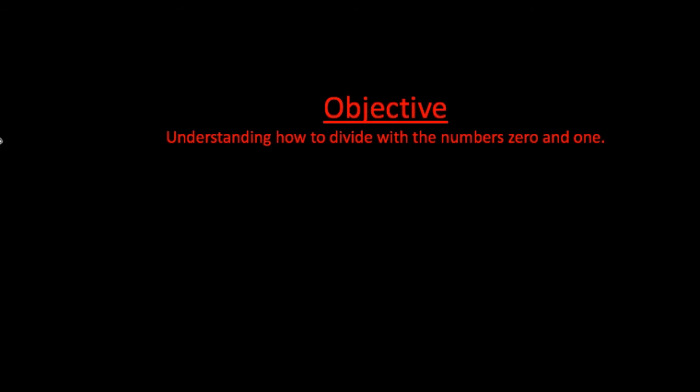Today we're going to be talking about dividing with 0 and 1. Objective: understanding how to divide with the numbers 0 and 1. You've probably seen our previous video on multiplication, where we multiplied numbers like 8 times 0, and we know any number times 0 equals 0, and 8 times 1, and any number times 1 is that number, so it would be 8. Today we're going to be talking about division.